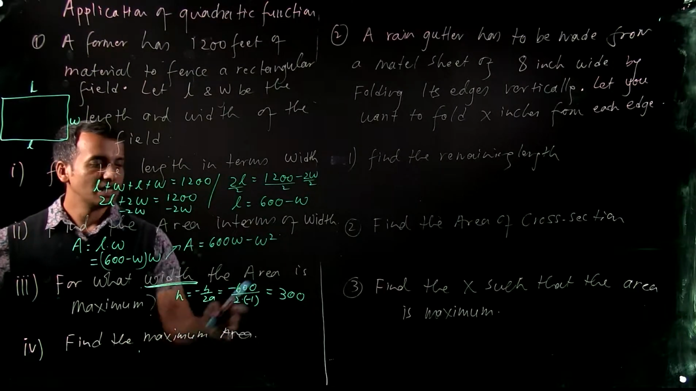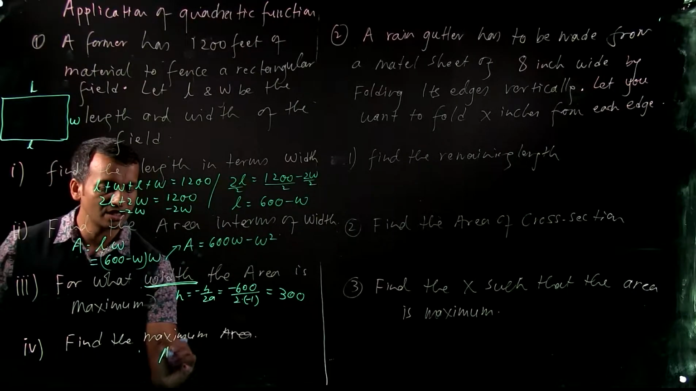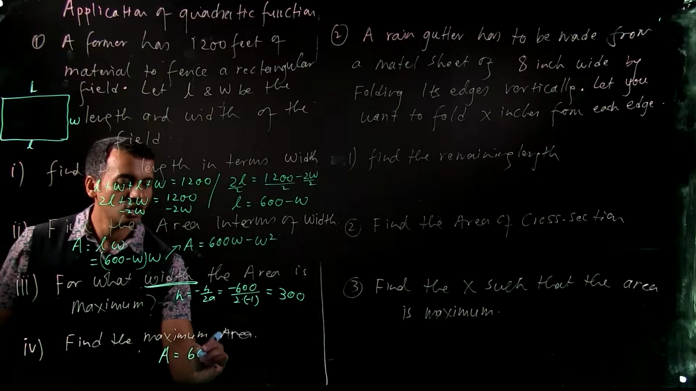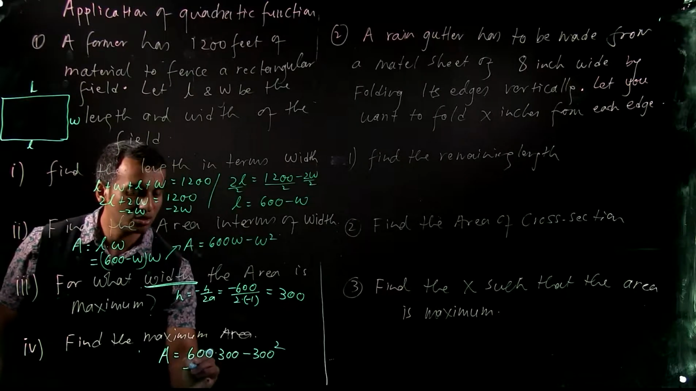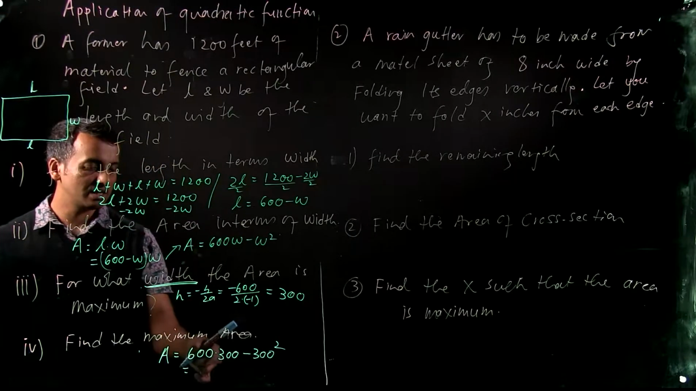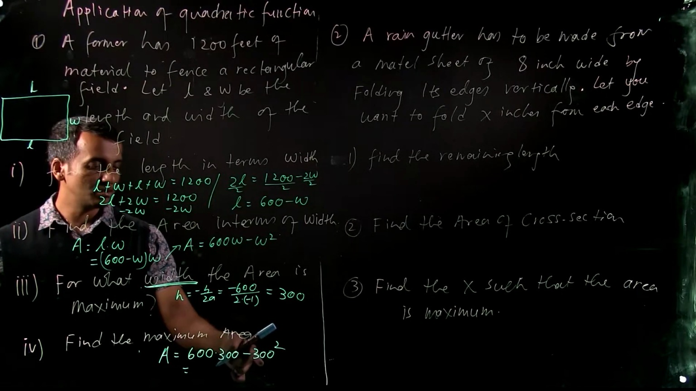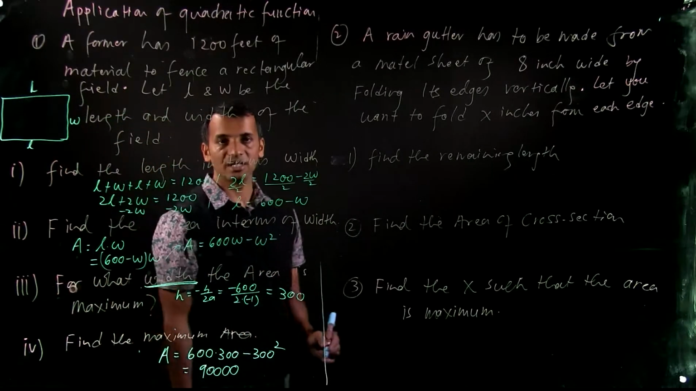Find the maximum area. You just plug that width into the area and you get the maximum area. So A is 600 times 300 minus 300 squared. 600 times 300 is 180,000, minus 90,000. So it will be 90,000. This is the maximum area.